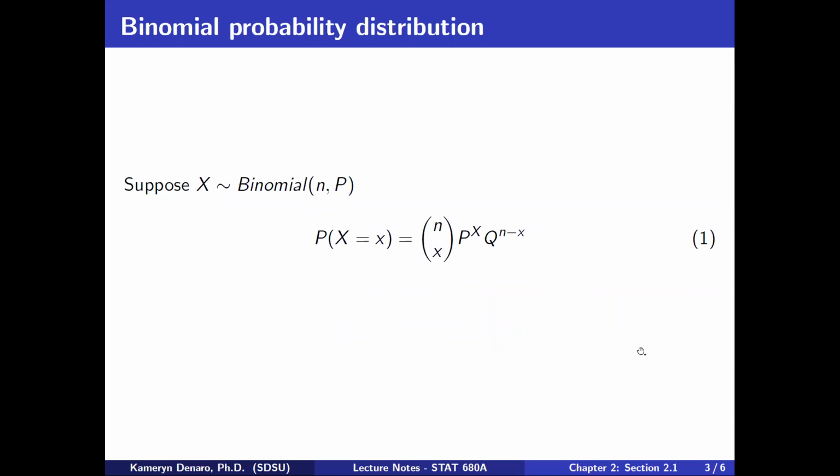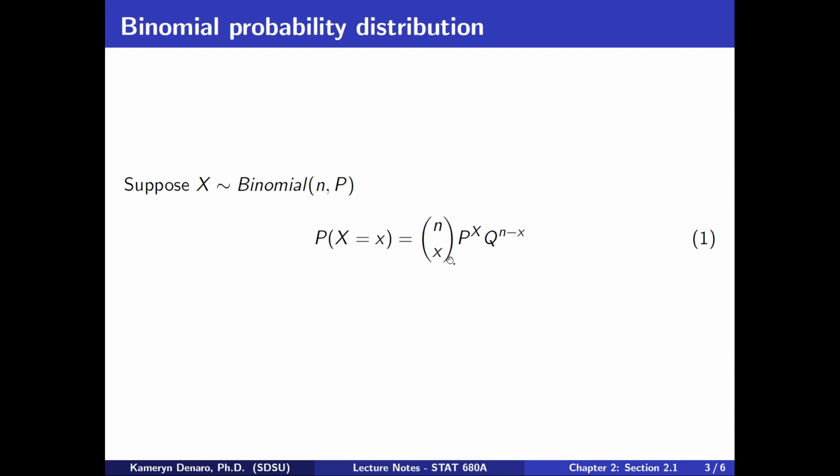So we're going to look at the binomial probability distribution, and this is when we're interested in the number of successes in a fixed number of trials. Suppose we have that X follows a binomial distribution with the number of trials being N and the fixed probability of success being P. Then we can define the PDF by the probability that X equals x, and that is equal to N choose x, p to the x, q to the N minus x.